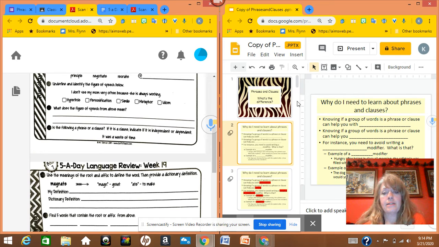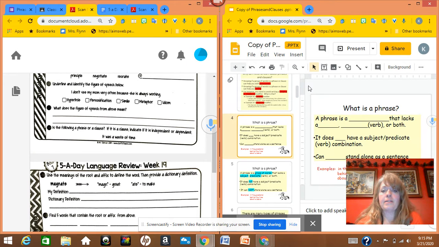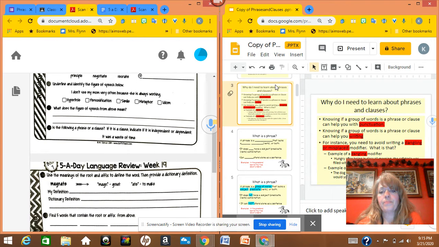slideshow that we did. We were talking about what the difference was with phrases and clauses, and you filled out your worksheet packet on this. We talked about why we need to learn about phrases and clauses and how phrases and clauses are going to help you with punctuation, obviously. They're going to help you with writing. And they're going to help you identify if you have a dangling modifier or a misplaced modifier.